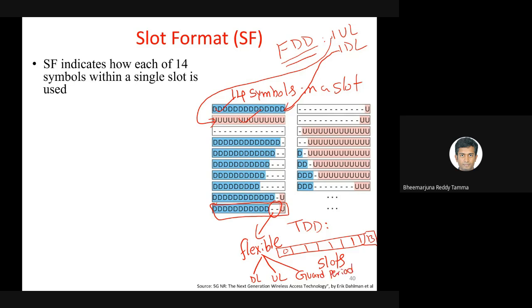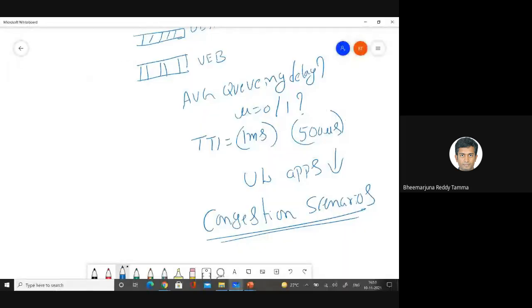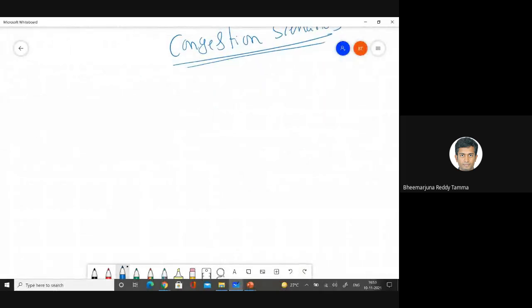So this guard period is important in the context of TDD. It is used for two main purposes. One of the things why we need to have this guard period is, take this particular example. Maybe I will use a small animation here. So this is the base station, and this is the user equipment.